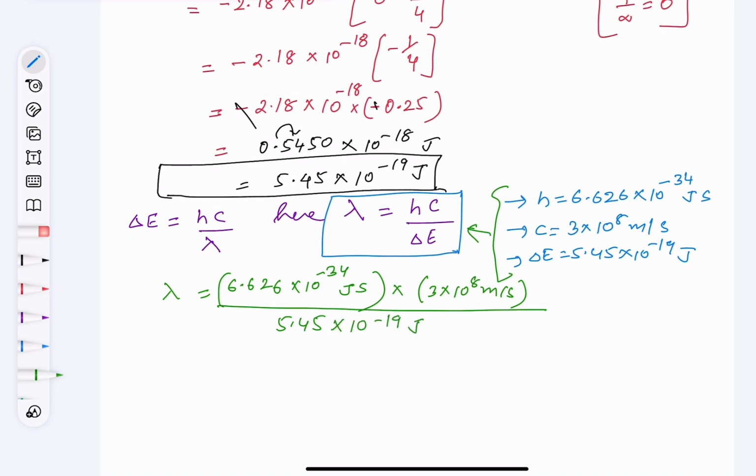Here if we talk of the units, your joules will get cancelled off, second will get cancelled off, so you will be left with meters. So your lambda, that is wavelength, after solving would be coming in meters.